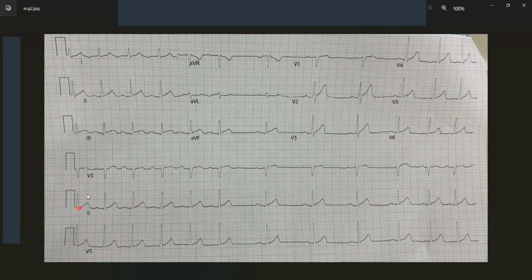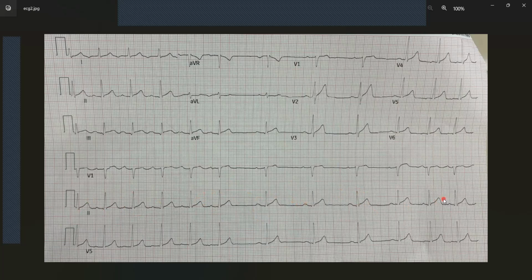Then if we look at the rhythm, we've got narrow QRS complexes. We've got a QRS following every P. And then we have the slight irregularity, which you can notice here, especially over these 4 beats. Now, these 4 beats cover about a few seconds. So this is what we call sinus arrhythmia.